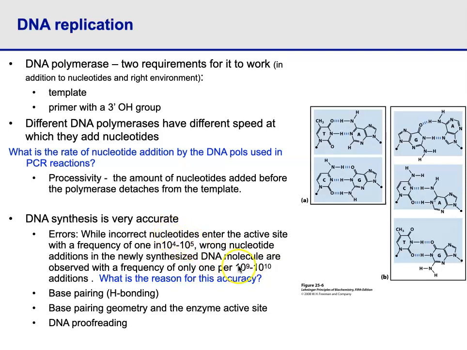But why the difference? Look at the difference. If really there's one wrong nucleotide in the active site for every 10 to 100,000 base pairs, this number should be a lot lower. But instead, it is so much higher. Instead of 1 in 100,000, now it's 1 in 10 billion errors. So what is the reason for this accuracy?